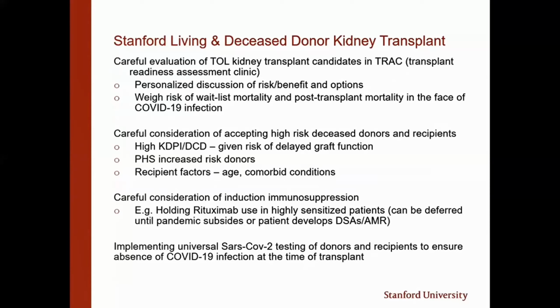Our surgeons have also been carefully considering accepting higher risk deceased donors and recipients. For example, we've been considering the use of high KDPI, which are kidneys that come from older donors with comorbidities, and donors of cardiac death. Given the risk of delayed graft function for this group of patients, we've been considering which recipients should be receiving these transplants. We also have been carefully considering our use of PHS increased risk donors, which are donors who have behaviors that put them at higher risk for infections. And we've been considering recipient factors such as age and comorbidity.